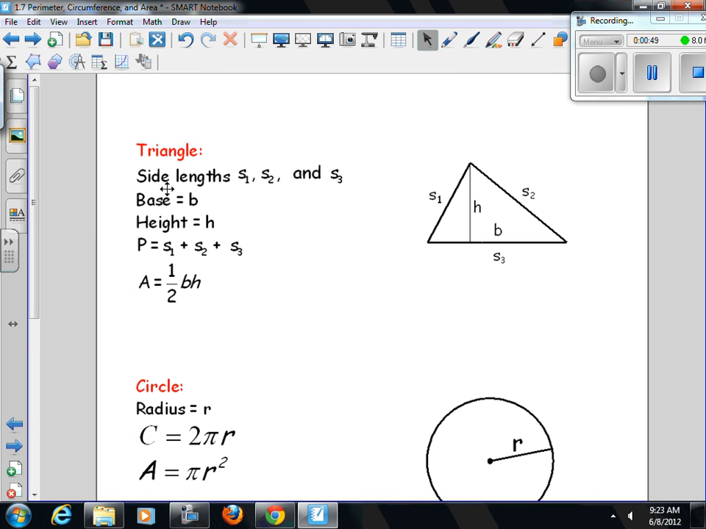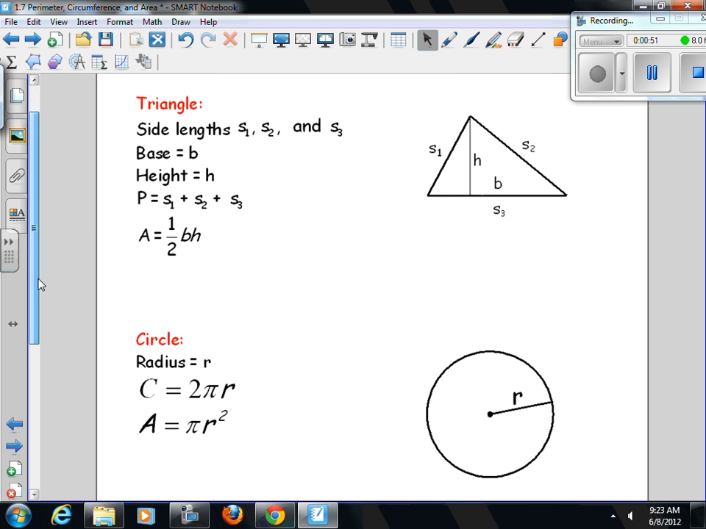Moving on to the next page. For a triangle, if the side lengths we call S1, S2, and S3, to find the perimeter, we just add up the lengths of the sides. We need to know the base and the height of the triangle to find its area. And the area of a triangle is equal to 1/2 times the base times the height.